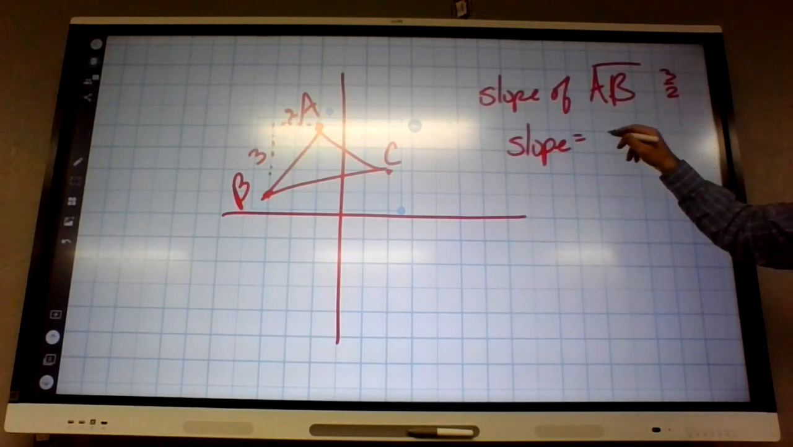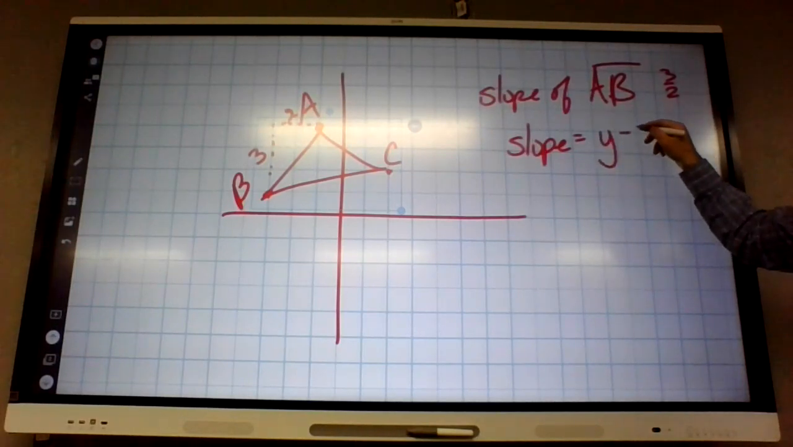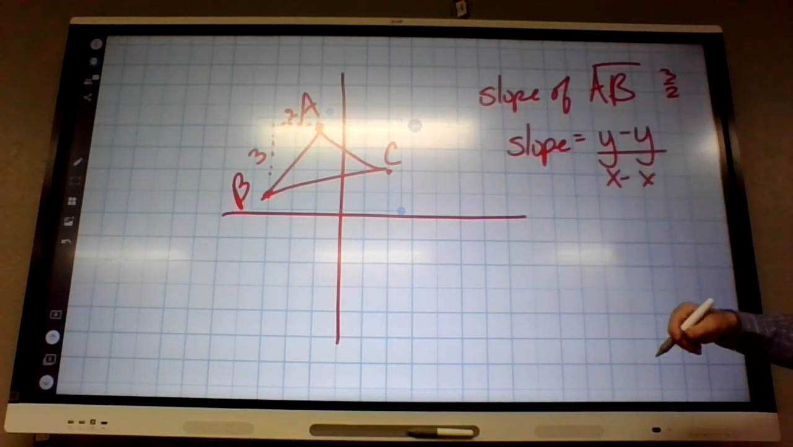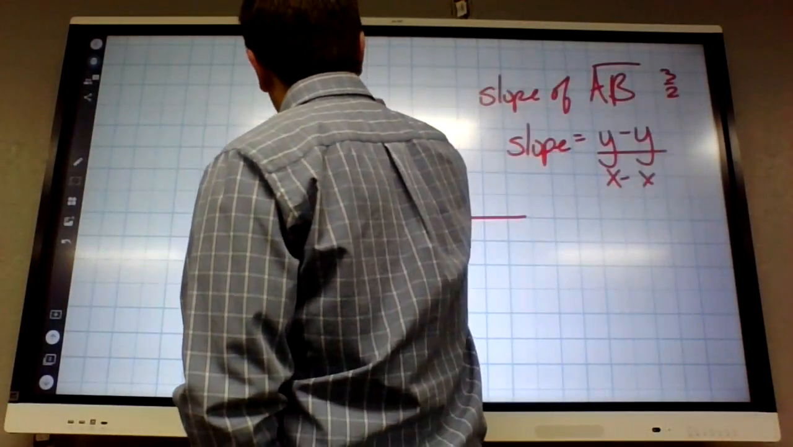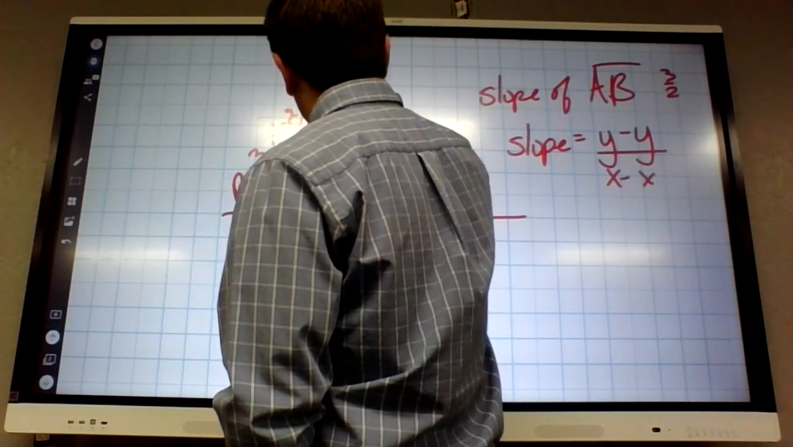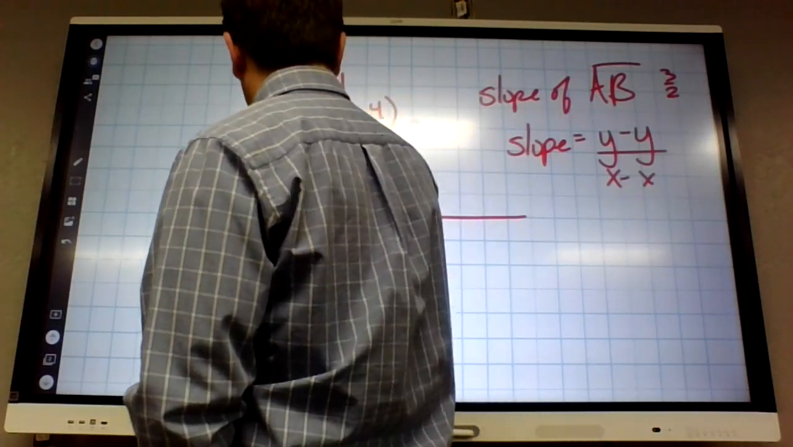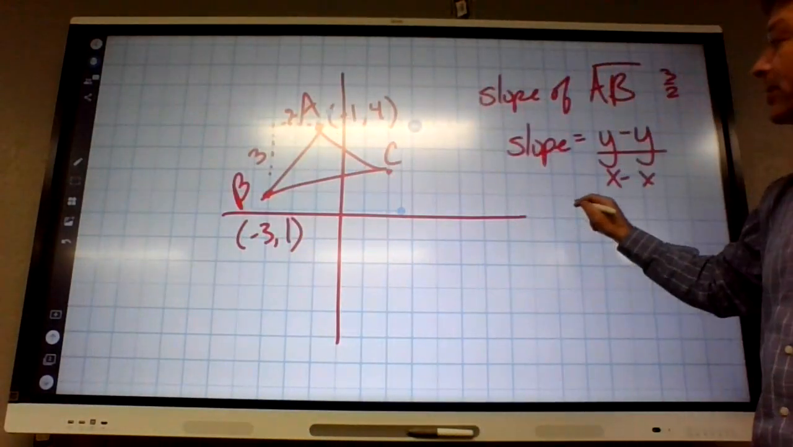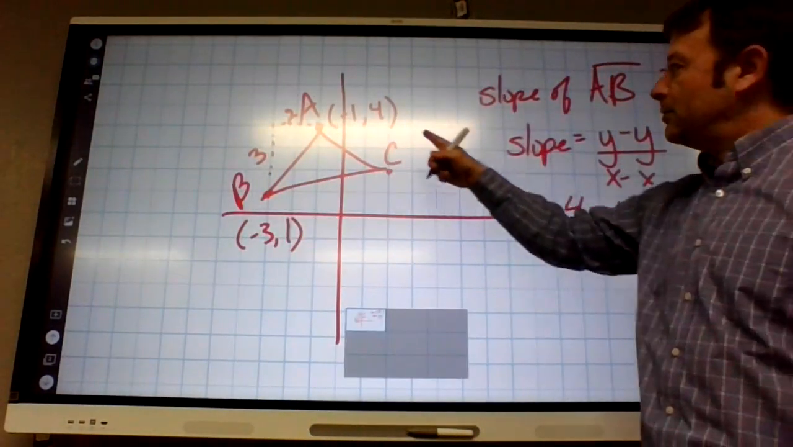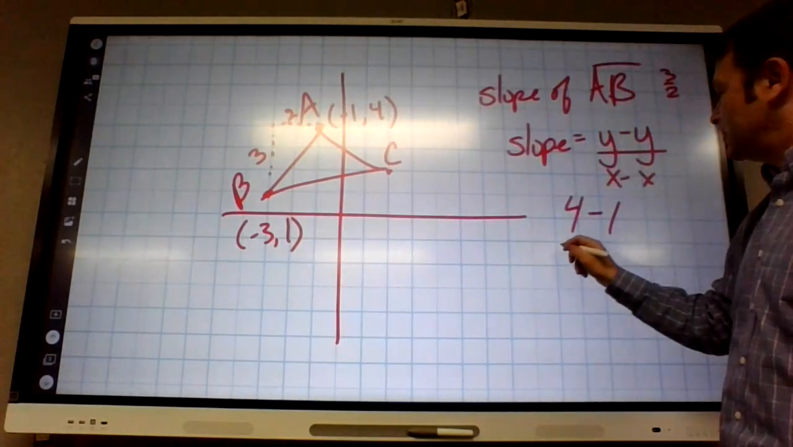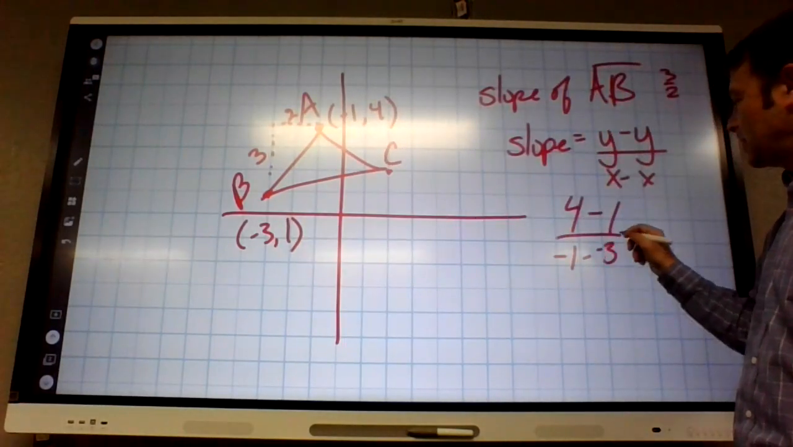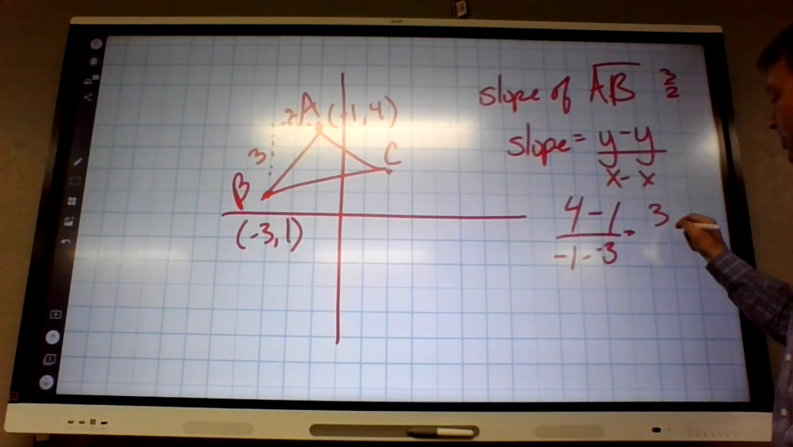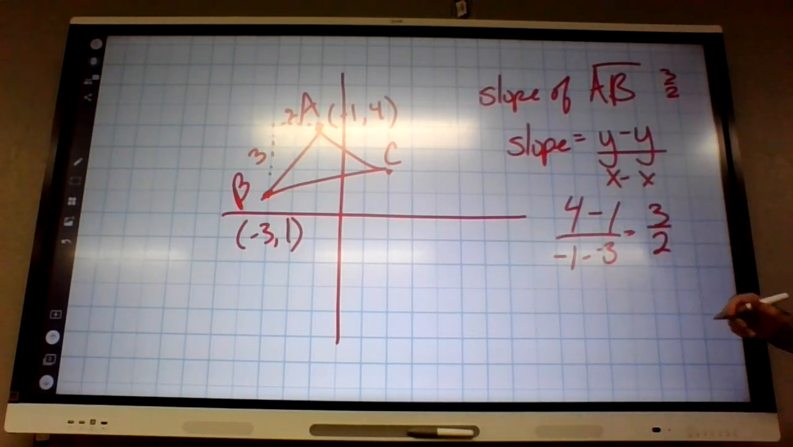Okay, slope formula helps us find slope as well, if it's not in the picture. You guys remember this? So, for example, A is at (-1, 4), and B is at (-3, 1). So if you did y minus y, it would be 4 minus 1 over -1 minus -3, which equals 3 over 2.